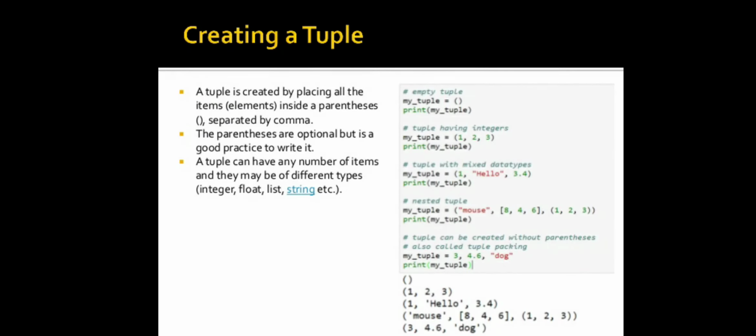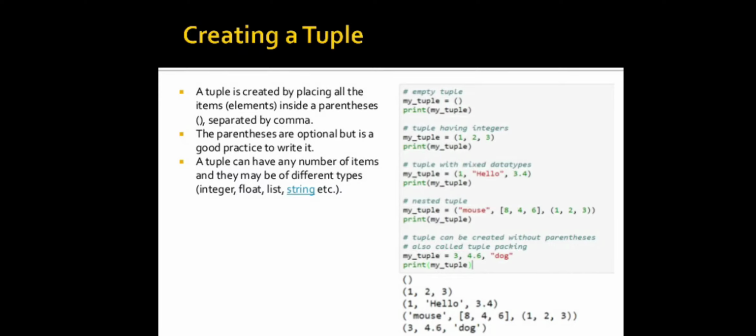Creating a tuple. A tuple is created by placing all the items inside parentheses separated by commas. Parentheses are optional, but it is good practice to write them. A tuple can have any number of items and they may be of different types: integer, float, list, string, etc.